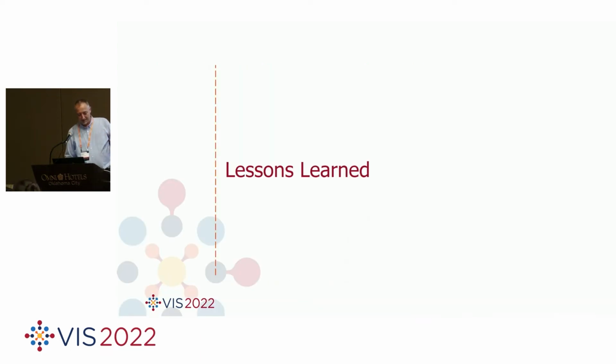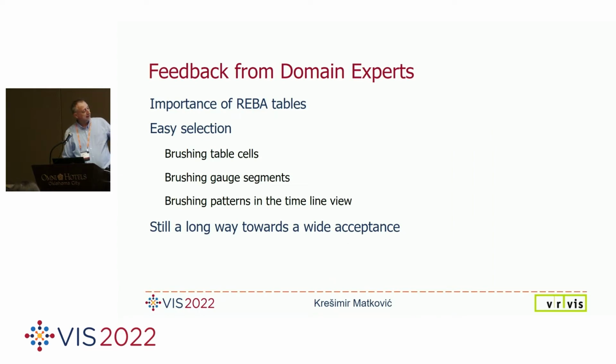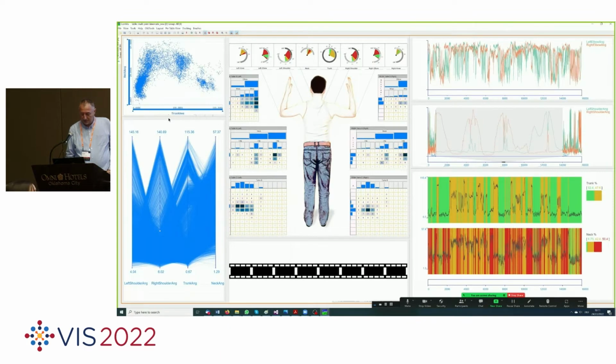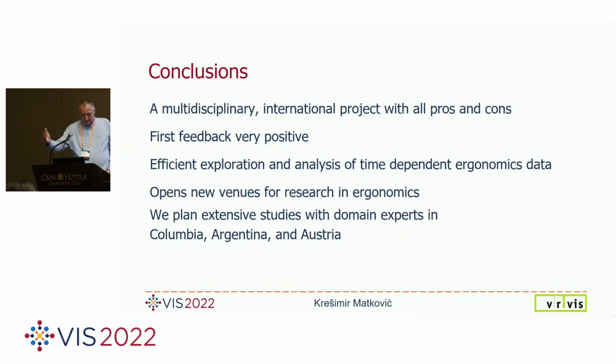So what did we learn? Tables are important because users are used to them. This easy selection is essential, with easy brushing in all possible views, so that they see it as they want. This is the first thing we did, and we see there is still a long way in front of us until it gets widely deployed. You can see more details in the paper. Thanks for your attention. And now, if you have some questions.